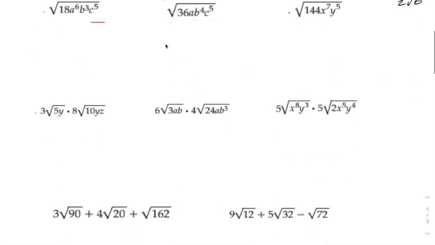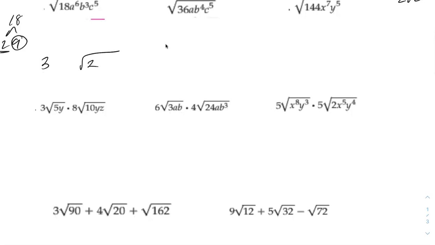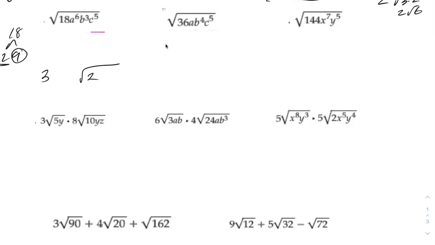Next one, just going to do more of these. 18. I don't know the square root of 18. Got to break it down. That's 2 and 9. I do know the square root of 9. That's 3. So the 3 on the outside, 2 gets to stay inside. All the rest, divide the power by the root, so it's 2. So 6 divided by 2 is 3 remainder 0. So 3 a's on the outside, none on the inside. b cubed, 3 divided by 2 is 1 remainder 1. So there's 1 b on the outside and 1 on the inside. c to the 5, 5 divided by 2 is 2 remainder 1. So there's 2 c's on the outside and then 1 c on the inside.